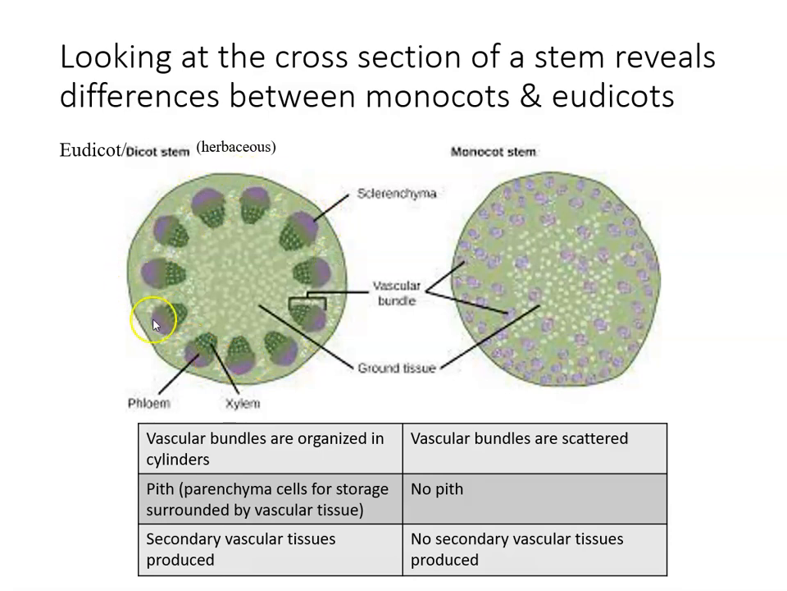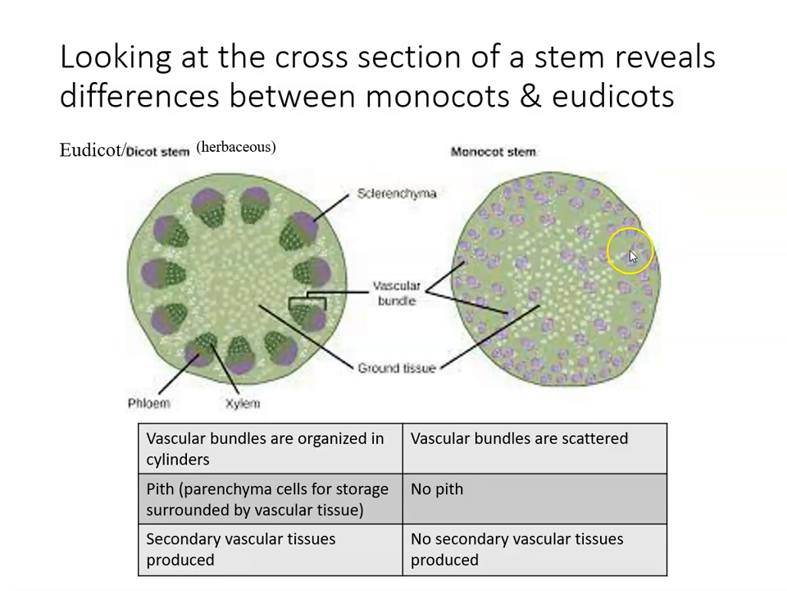area of the stem. In the middle of that is something called pith, which is made of parenchyma cells for storage. It's surrounded by the vascular tissue. So you have in the middle the ground tissue or the pith, surrounded by the vascular tissue.